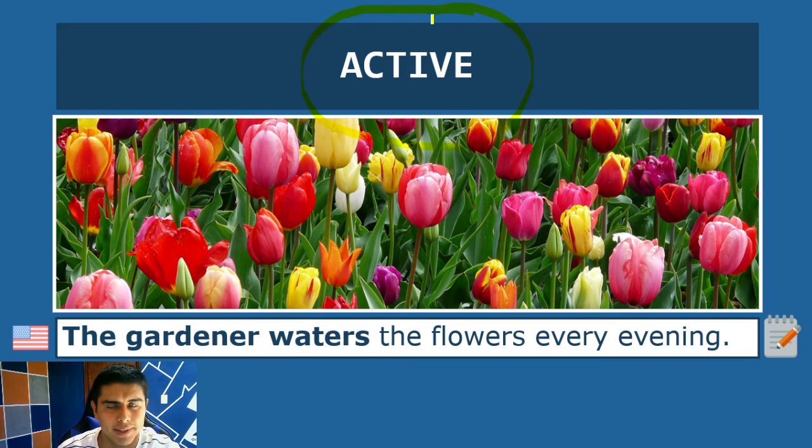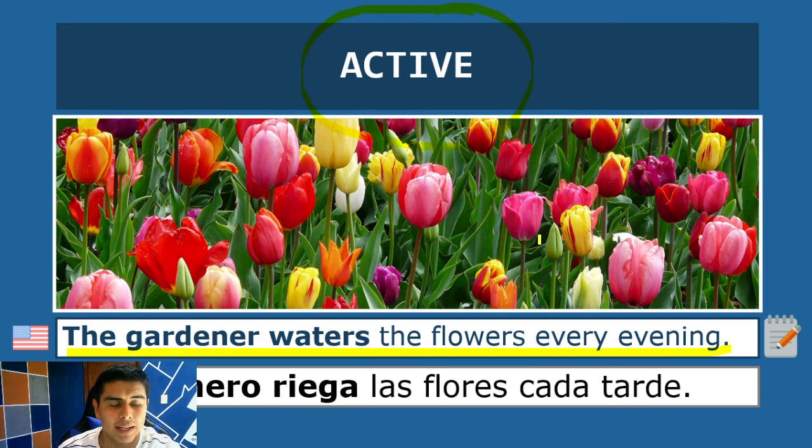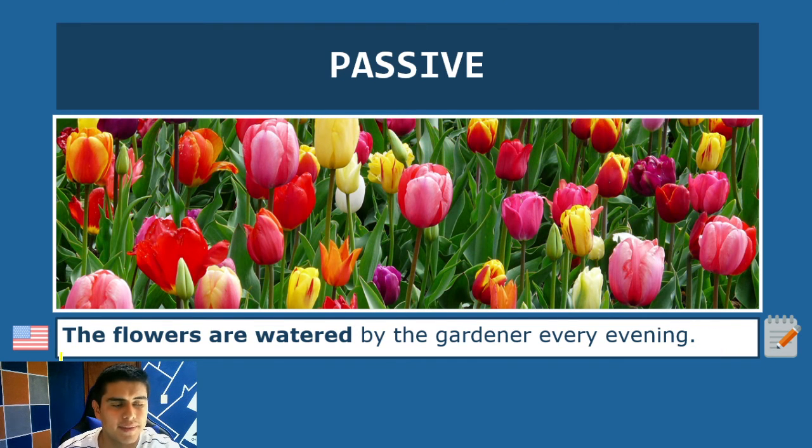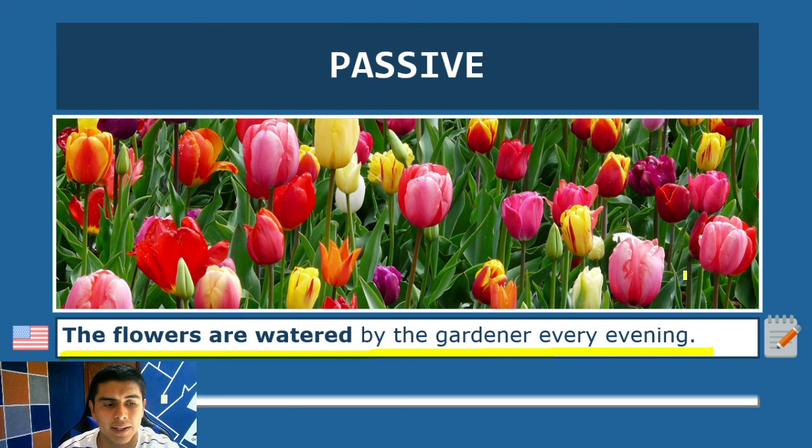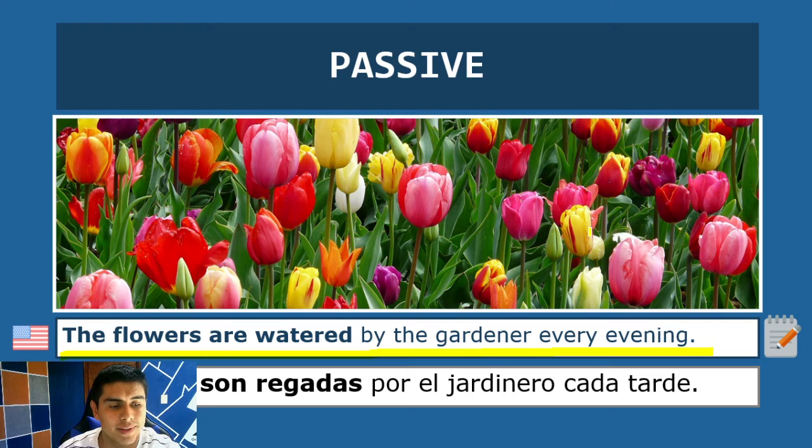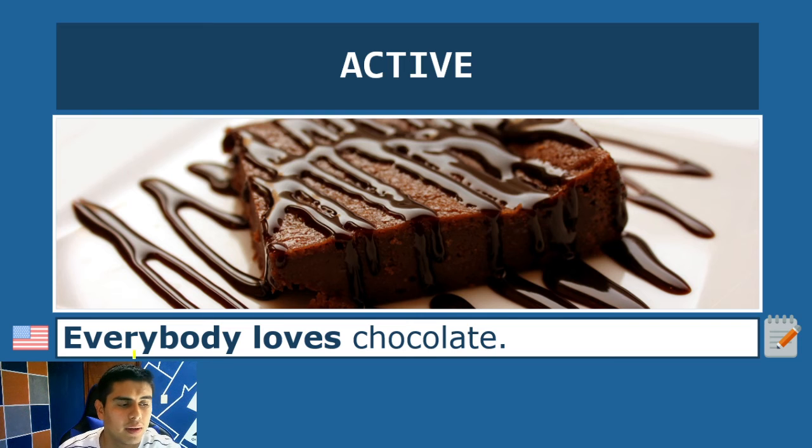Another example, this is the active voice. The gardener waters the flowers every evening. El jardinero rega las flores cada tarde. Nuevamente la voz activa se enfoca en quién hace la acción. And then the passive says the flowers are watered by the gardener every evening. Las flores son regadas por el jardinero cada tarde. Now we are focusing on who is receiving the action and the action itself.